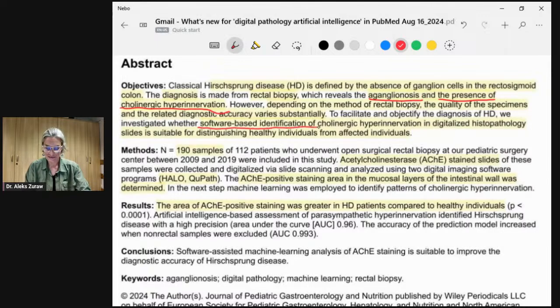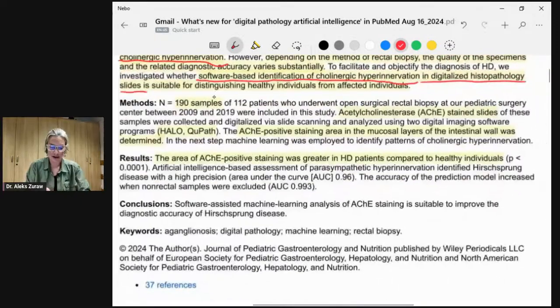So software-based identification of the staining cholinergic hyperinnervation in digitized histopathology slides was performed here. They had 190 samples and they stained it with ACHE. And they used Halo and QPath. Halo is a commercial software by Indica Labs. QPath is open source. You can download it for free. But basically, image analysis software.